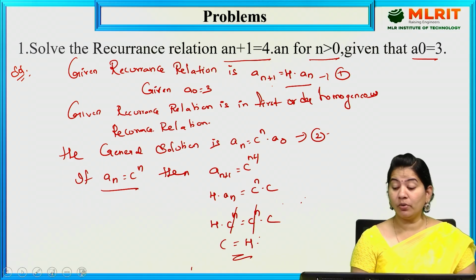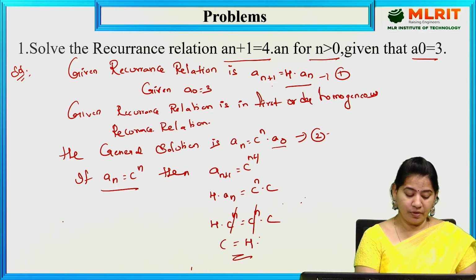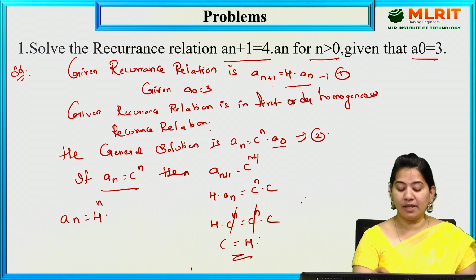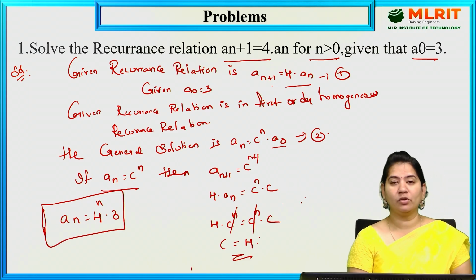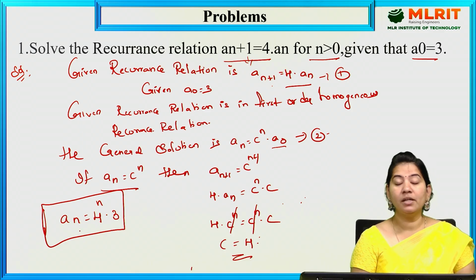And this 4 you have to substitute in equation 2. If you substitute this, then you will get a_n = c^n, which is 4^n, into a_0, where the given value is 3. So this is the first order homogeneous general solution. The general solution of the given recurrence relation is a_n = 4^n * 3.